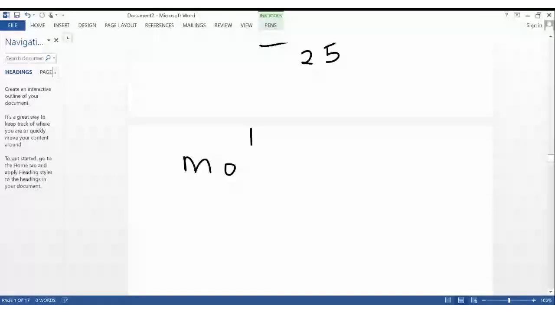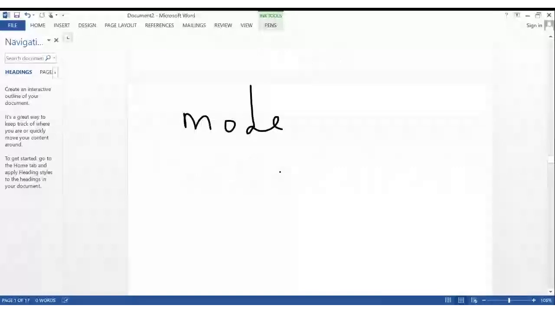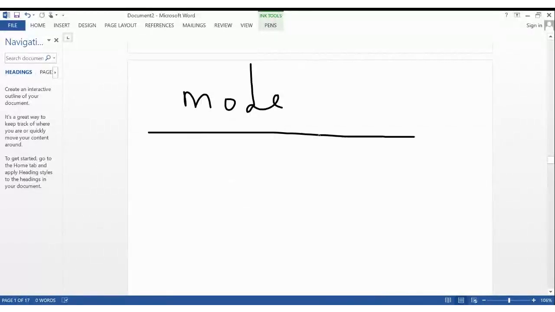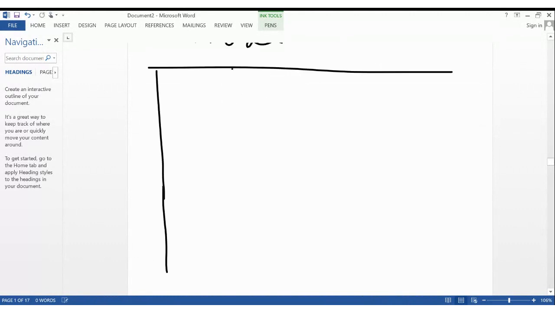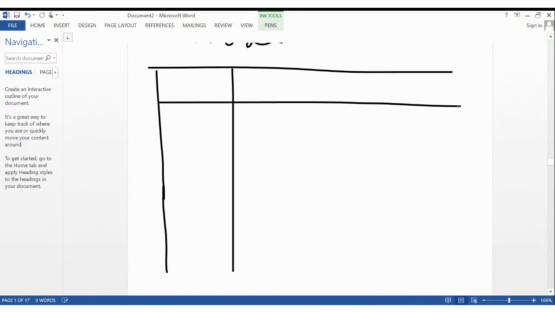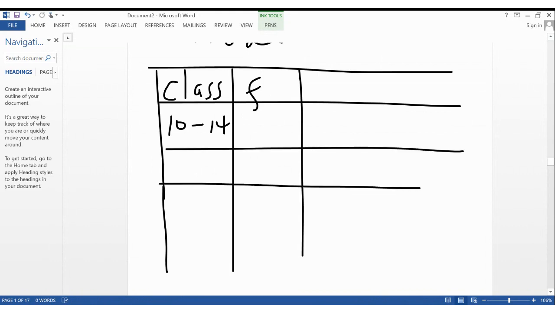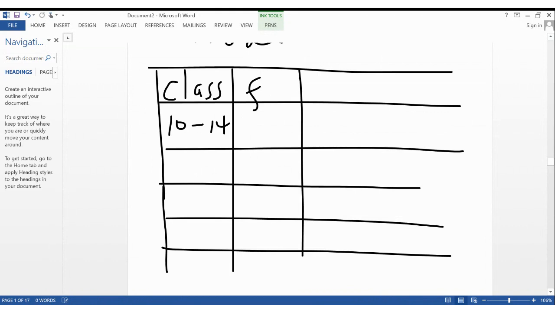So for the mode, we saw we needed some things there. So we have another table here. I have here the class and our frequency. So 10 to 14, and then 15 to 19, and then 20 to 24, and then 25 to 29. I go back and the frequency I just copy the way it is.